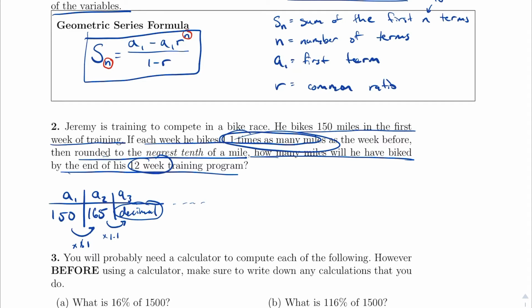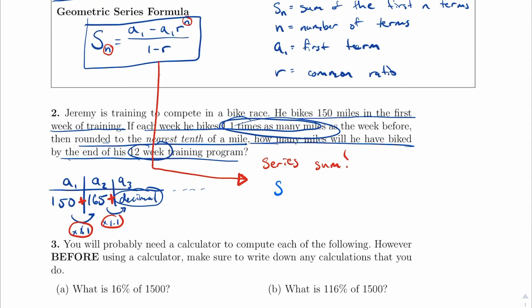So instead, if we want to find the total number of miles that he biked, that would be what we'd get when we added these up. It sounds like we're talking not about a sequence here, but a series. So we need the series sum. And probably the best way to do this, once we notice that it's multiplying each time, is to use our geometric series formula.